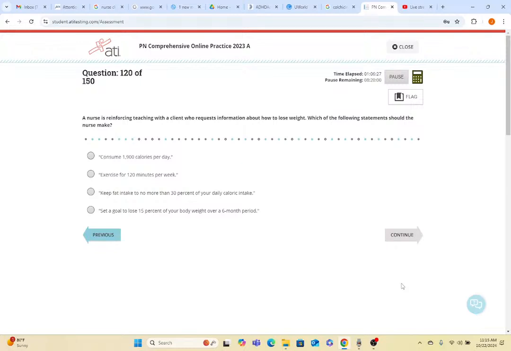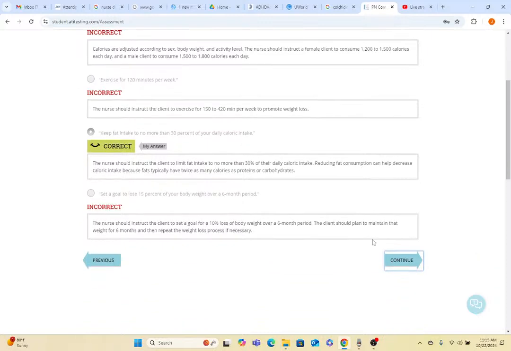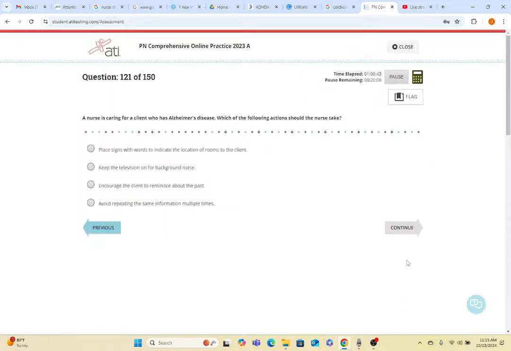Okay, so here's an example. A nurse in a community clinic is speaking to other nurses about risk factors for domestic violence. Which of the following statements by one of the other nurses indicates a need for further teaching? So it's asking you for something that was said that is wrong.